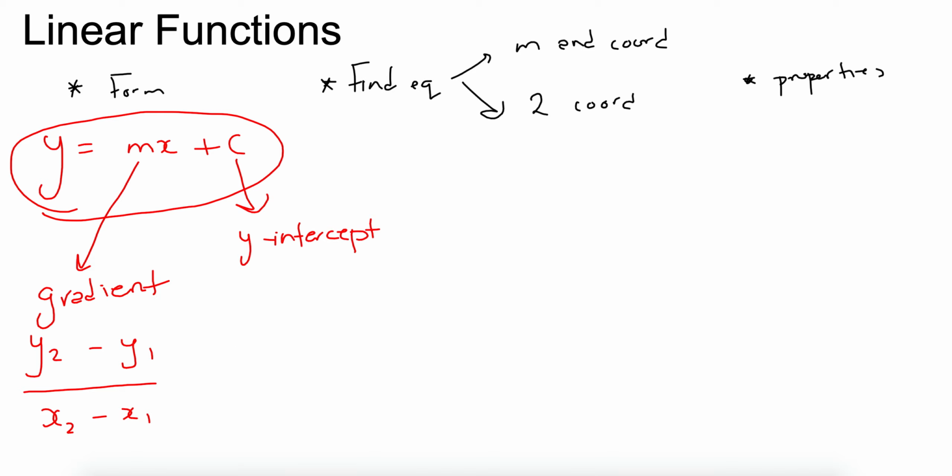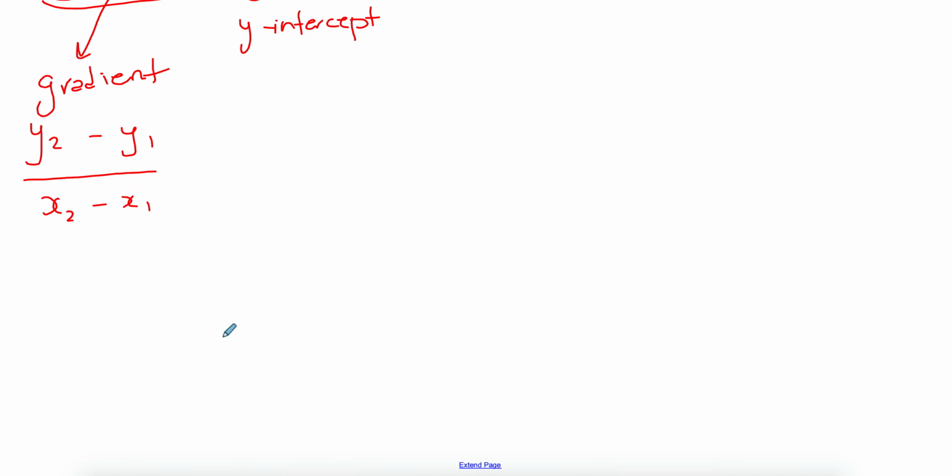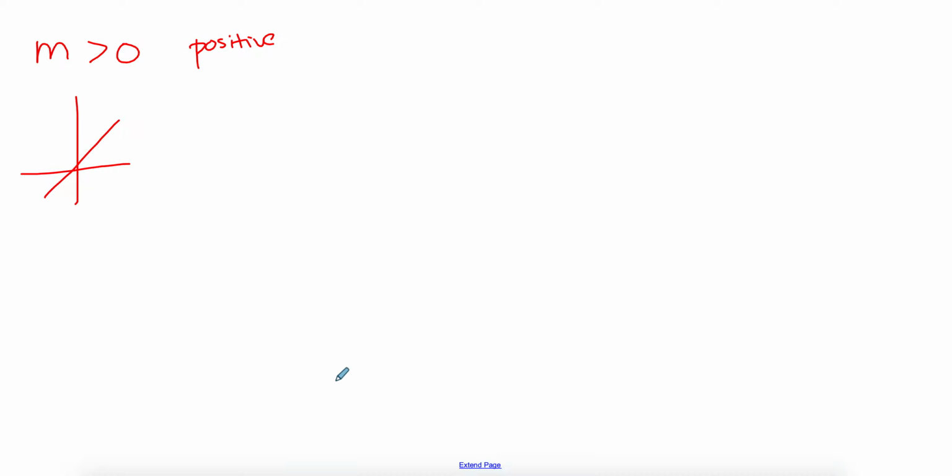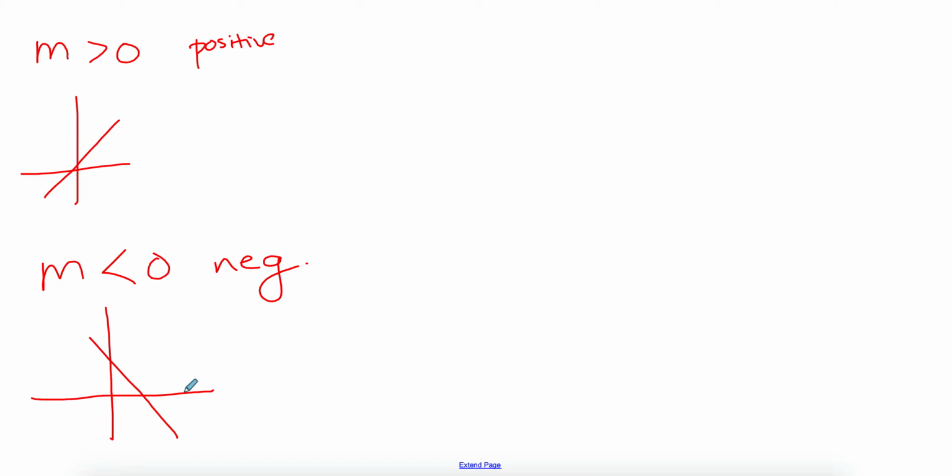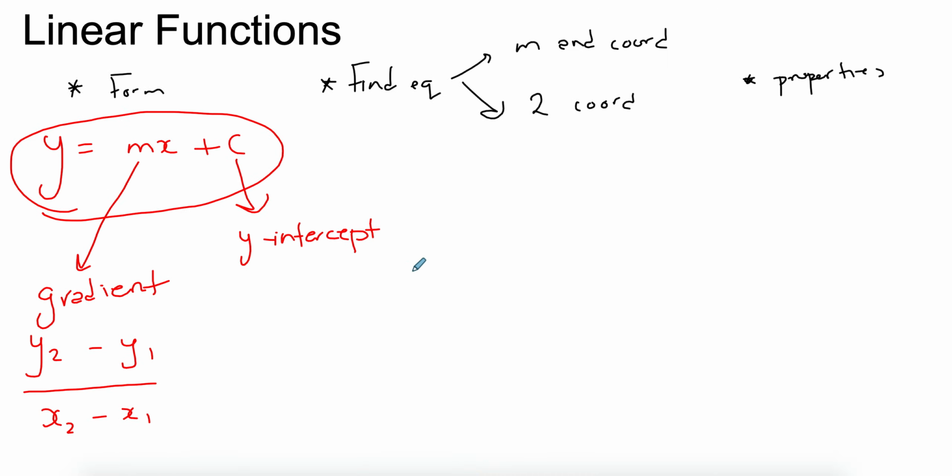There's also the condition that if m is positive, so greater than 0, then you'll have an increasing function. So you have something like this, an increasing function. And if your gradient is less than 0, then you have a negative gradient, then you have a decreasing function, so something like this. So these 2 would help you understand what your graph is if you're doing it correctly as well.